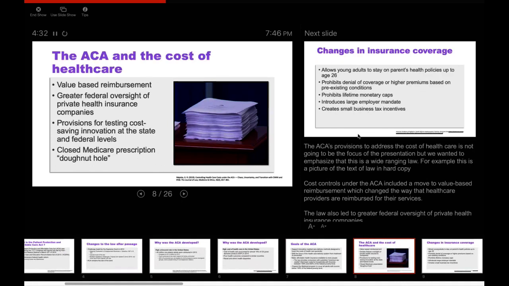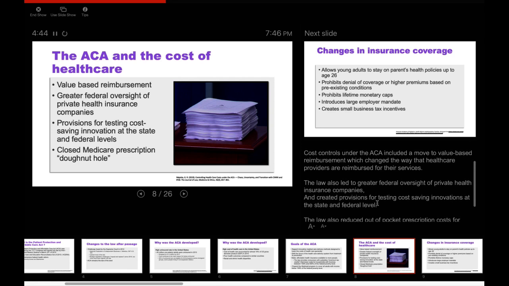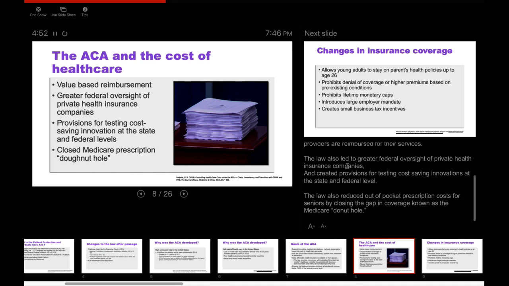The ACA's provisions to address the cost of healthcare are not going to be the focus of the presentation. What we wanted to emphasize is that this is a wide-ranging law. For example, this is a picture of the text of the law in hard copy. Cost controls under the ACA included a move to value-based reimbursement, which changed the way that healthcare providers are reimbursed for their services. It led to greater federal oversight of private health insurance companies and created provisions for testing cost savings innovations at the state and federal level. The law also reduced out-of-pocket prescription costs for seniors by closing the gap in coverage known as the Medicare donut-hole.